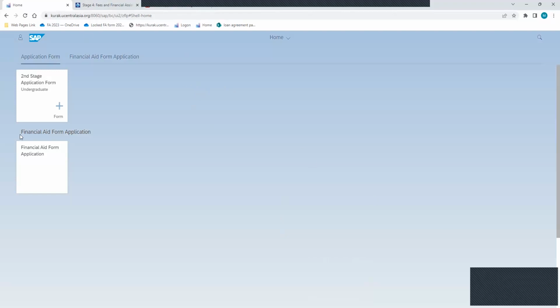If you have a look at the page, what is there in detail? There are 2 boxes. One is the second stage application form, another is the financial aid form application. In order to enter this financial aid application form, as an applicant, we have to first go through the second stage application form. Otherwise, the system will not allow us. Let me demonstrate it to you here.